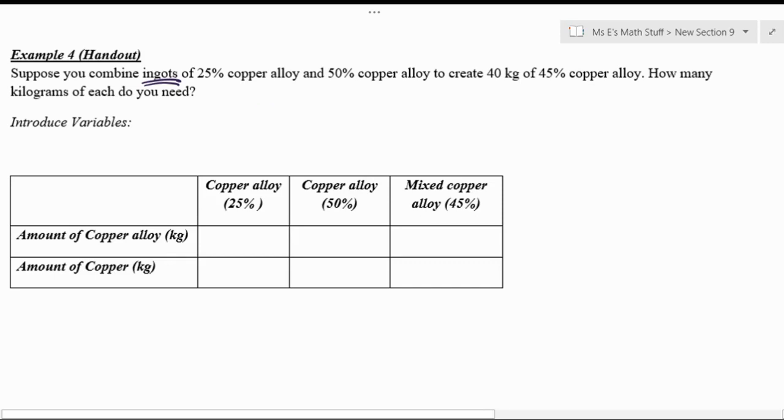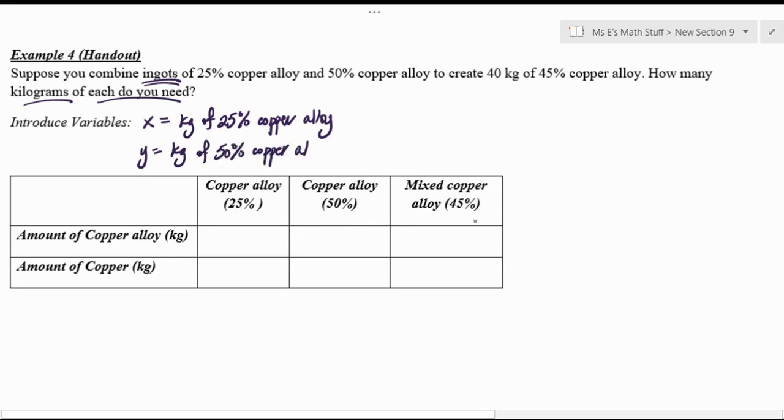First, let's introduce variables. What do we need variables for? It wants to know how many kilograms of each you need, so I'm just going to use X and Y. I'm going to let X equal the number of kilograms of the 25% copper alloy, and I'm going to let Y be the number of kilograms of the 50% copper alloy. Now I'm going to fill this table out.